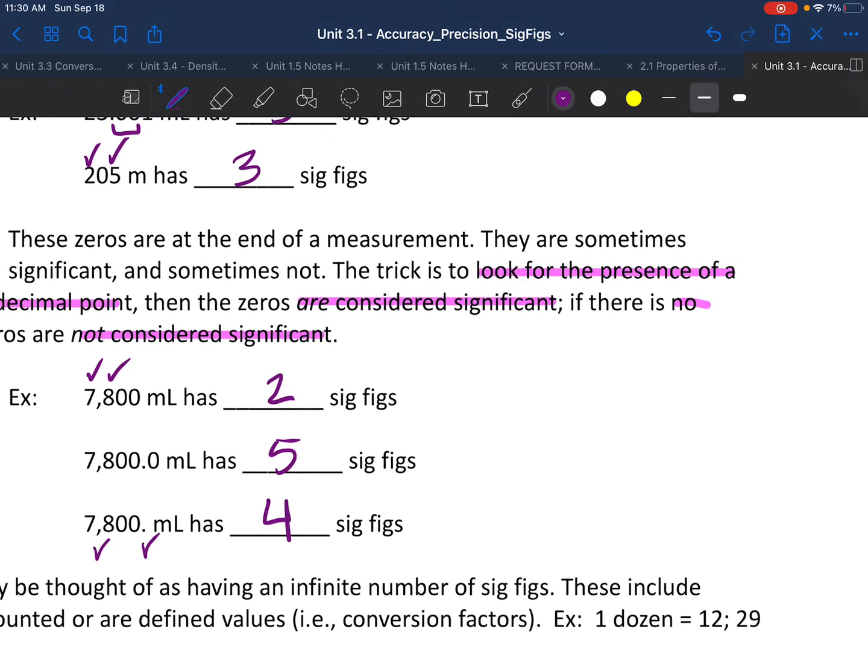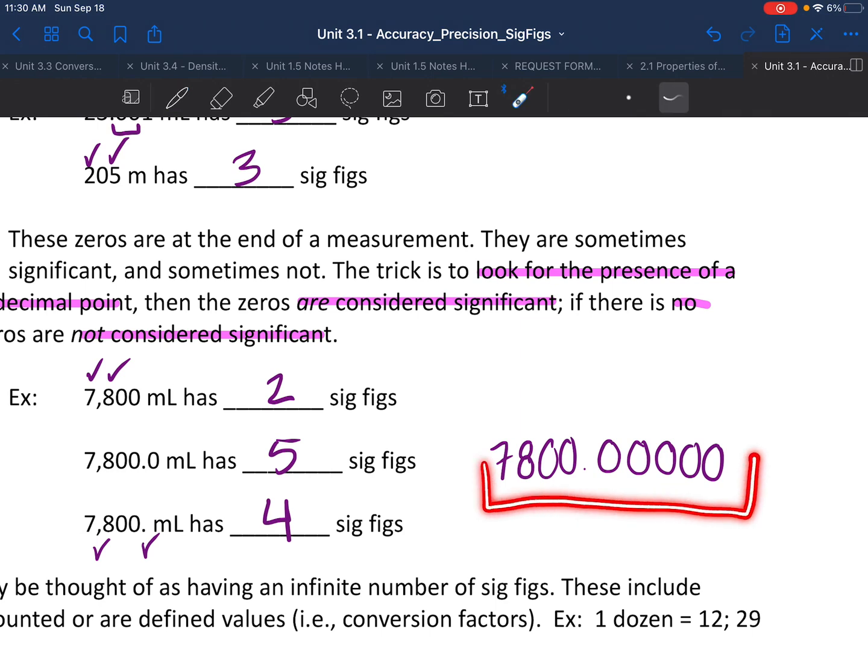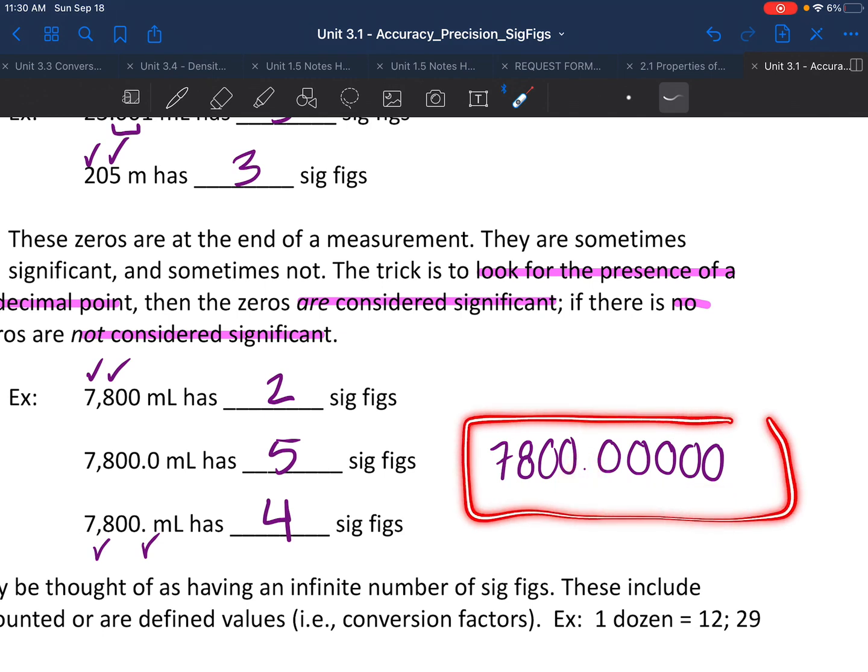Let me give you one more example. Let's say we have 7,800.00000. These would all be significant. The reason being is as we keep adding these zeros after the decimal, we are saying we are more and more sure how exact we are to this value.